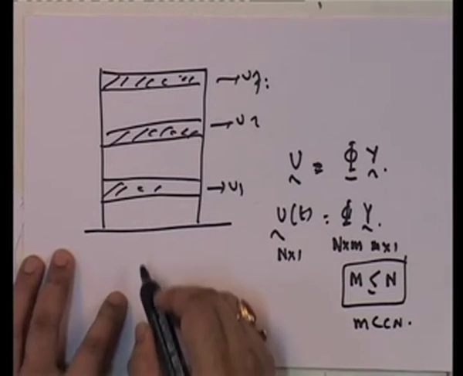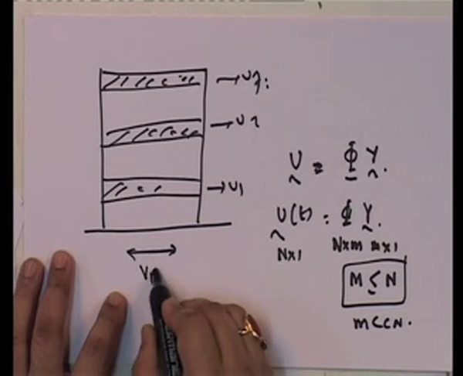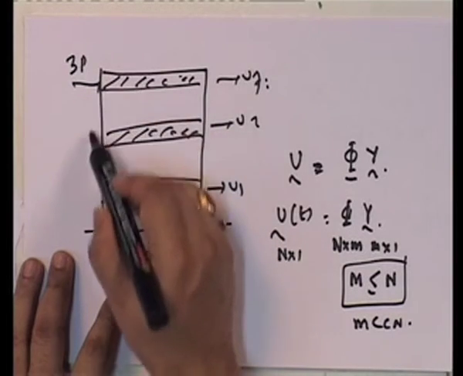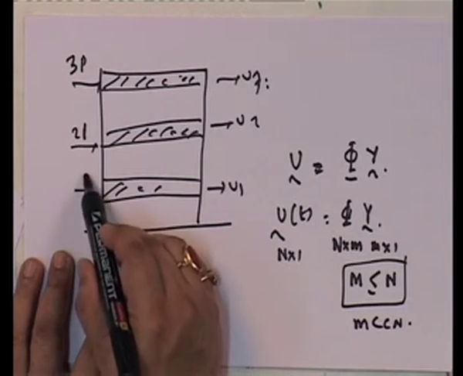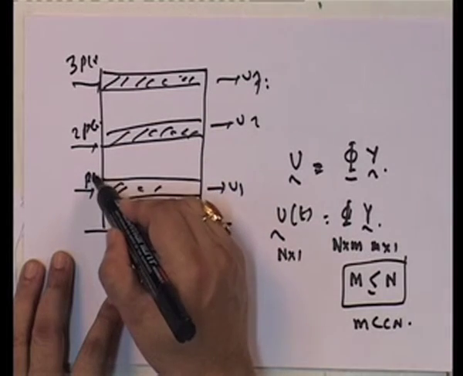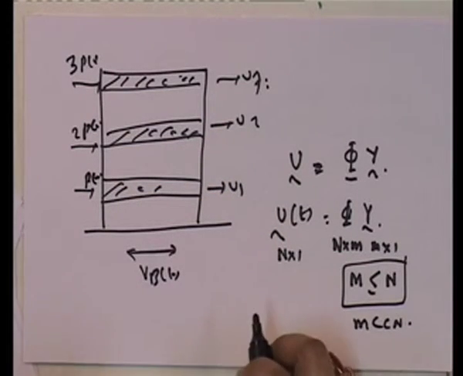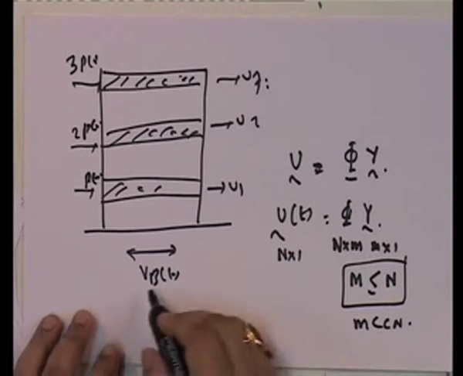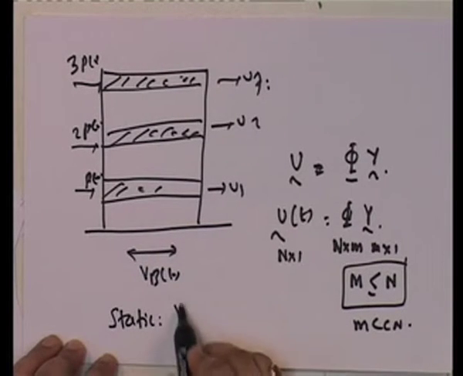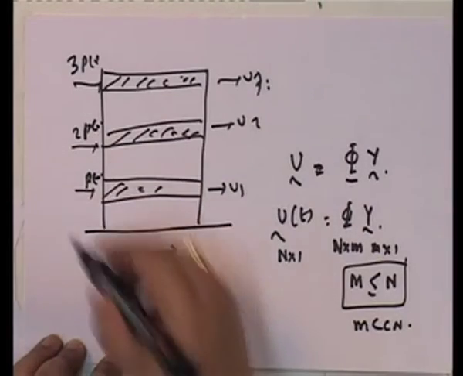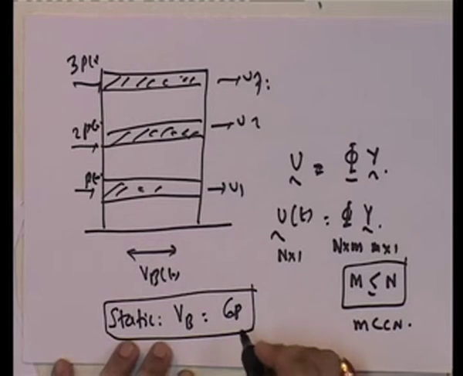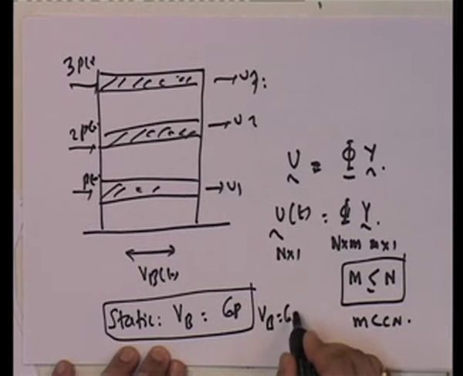Now, suppose I want to find out the base shear. If there was no time dependence, if there was no inertia, if it was static, what would V b be equal to? V b would be equal to 6 p, and p is equal to 10 kilonewtons. So, V b would equal 60 kilonewtons.